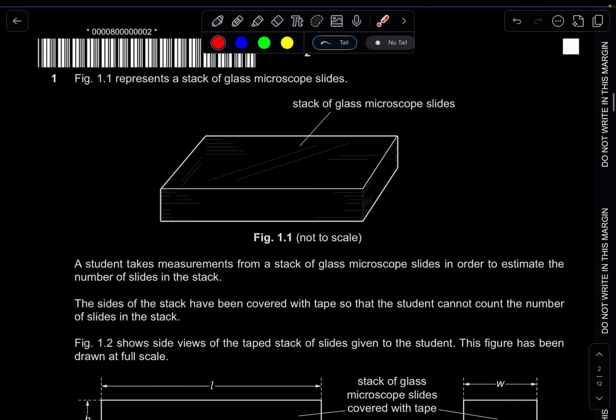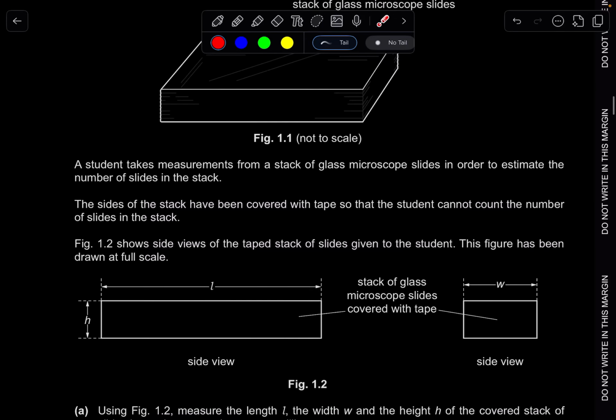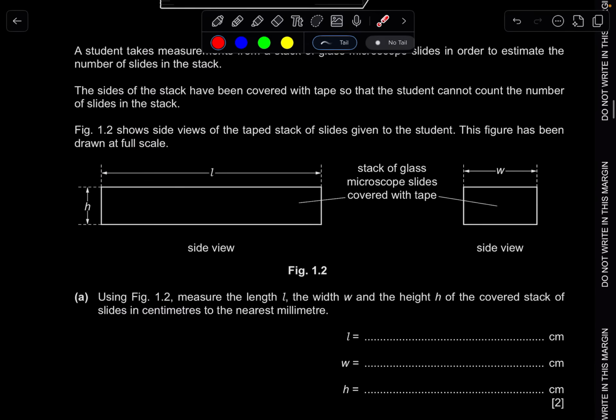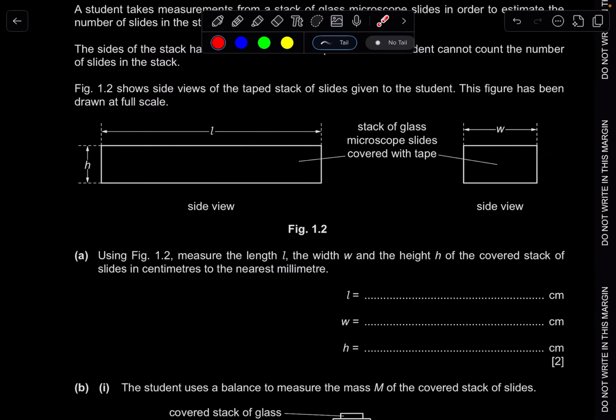In this paper, they are representing a stack of glass microscope slides, and they're asking a student to take measurements from the glass microscope slides in order to estimate the number of slides in the stack. The side of the stack has been covered with tape so that the student cannot count the number of slides in the stack. It shows a side view of the taped stack of slides given to the student. The figure has been drawn at full scale. Okay, so these are the two figures that they are talking about.